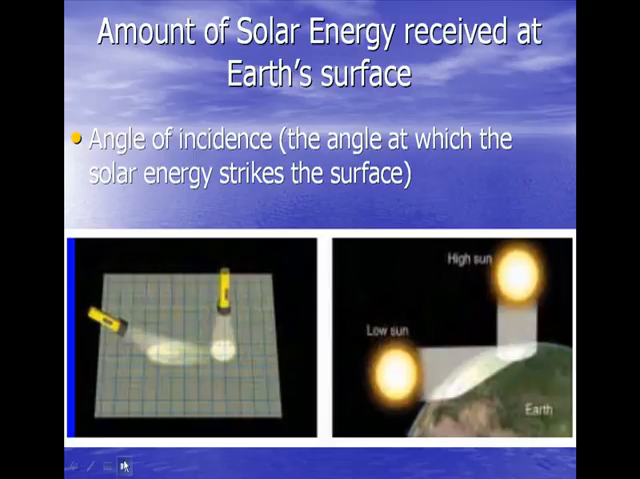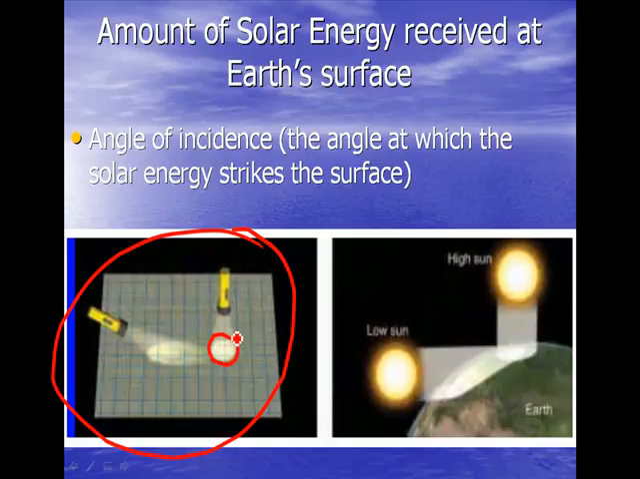Let's start off, first of all, by looking at these two diagrams. We're going to look at the amount of solar energy received at the Earth's surface. This particular graphic here is a picture of a flashlight. Notice when the flashlight is directly overhead, the intensity of the light is greater than if we spread it out over a wider area. So again, it's the same beam of light, but the angle here is 0 degrees. This is coming in at about 30 degrees.